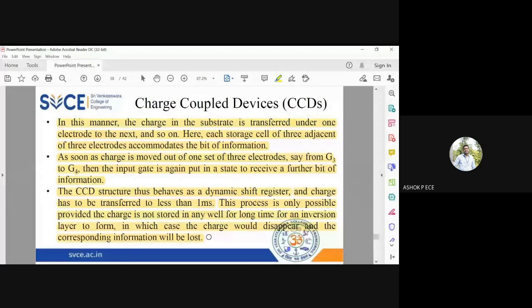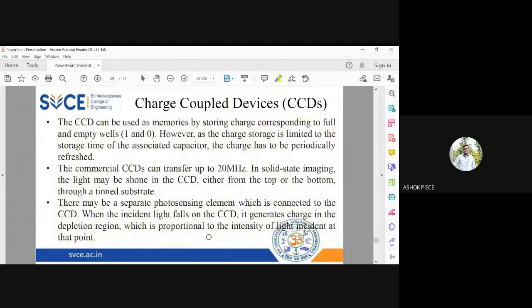If you are going to take a longer time for doing that, the charges would disappear because they will always try to cross the depletion region, and the information, whatever you are trying to store, will be completely lost. So CCDs can be used as memory storage devices. So a full well means you consider it as a binary 1, and an empty well means you consider it as binary 0. However, charge storage depends on the associated capacitor.